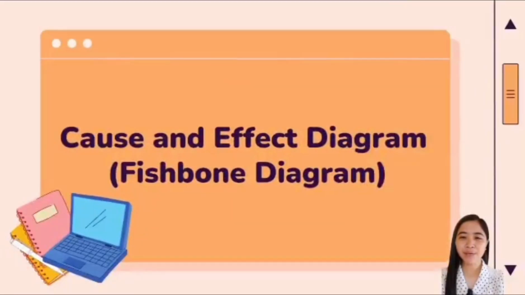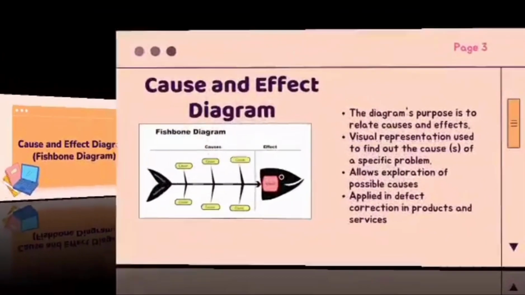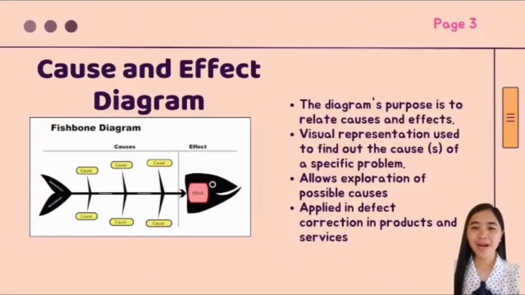For today's topic, we are going to talk about the cause and effect diagram, also known as the fishbone diagram. Let us start with what a cause and effect diagram is. The diagram's purpose is to relate causes and effects. It is a visual representation used to find out the cause or causes of a specific problem.